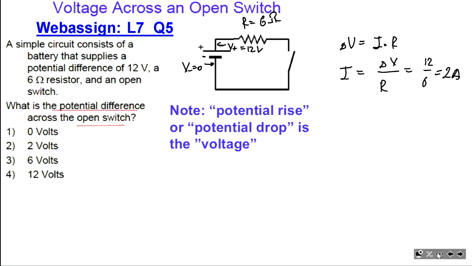So you have to start screaming. It's wrong. What is wrong? What is wrong? Anybody? Yes? It's not closed, so there's no current. The switch is open. Electrons cannot jump across an open switch. There is no electric current.